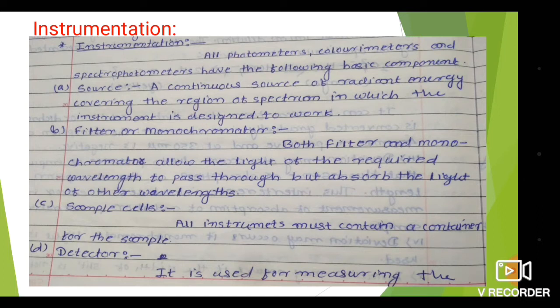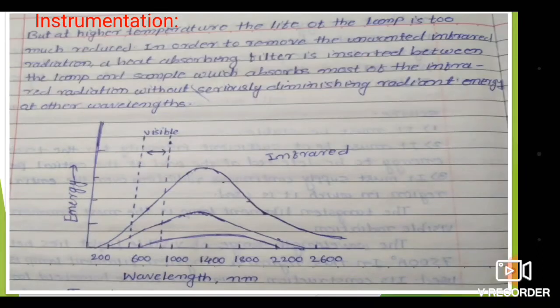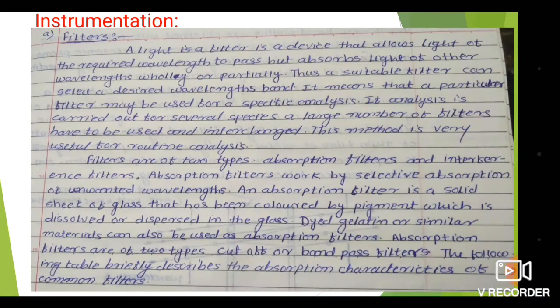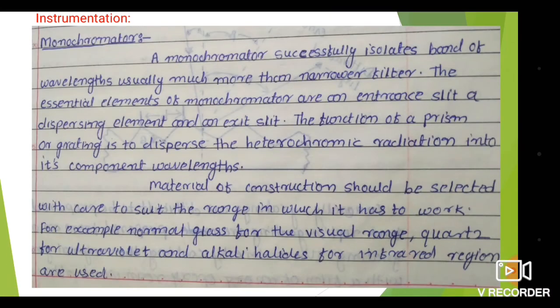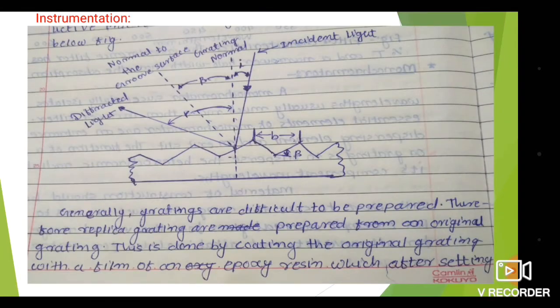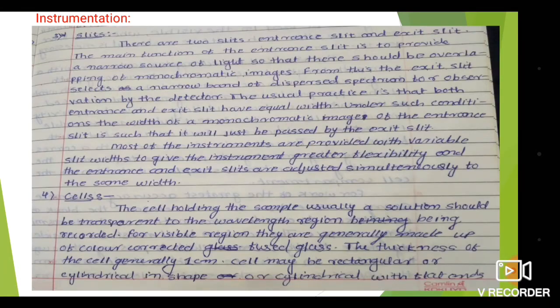The main instrumentation contains the source, filter or monochromator, sample cells and detectors. From this we had already seen the source of the radiation as well as filters and monochromators. So today we are going to learn about the remaining part of this instrumentation, that is the slit, sample cells and detector. So let's start with the slits.